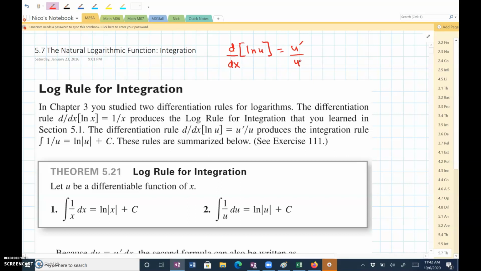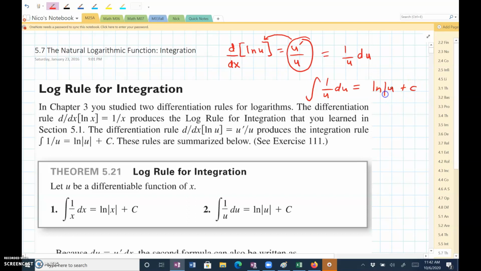Okay? So, if we go the other way, this will be the antiderivative. Okay, so if you have, think of this as being 1 over u du. Okay, so if we take the integral of 1 over u du, that's going to be equal to the natural log of u plus c.